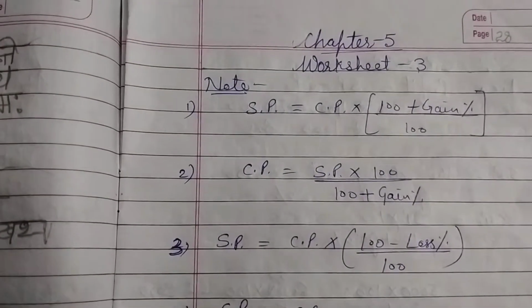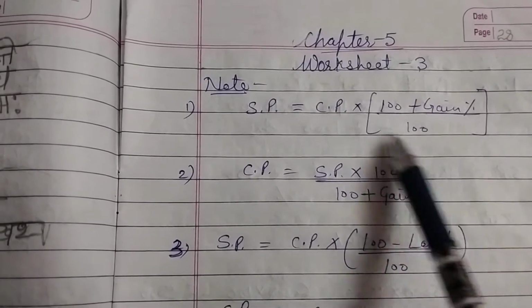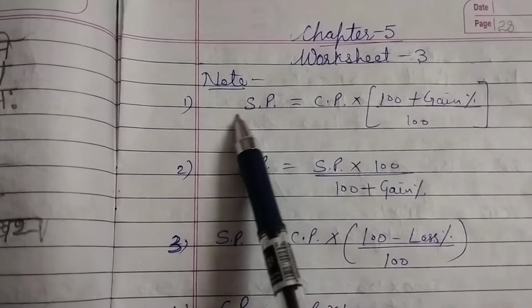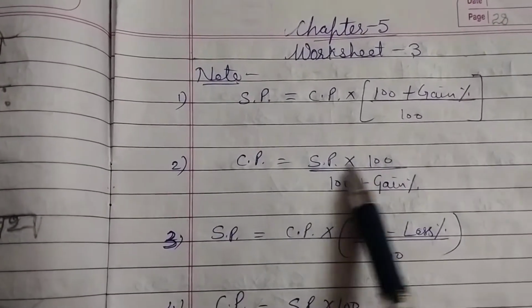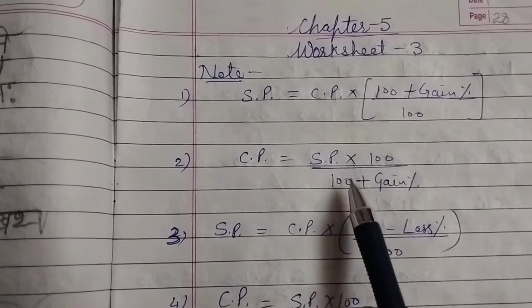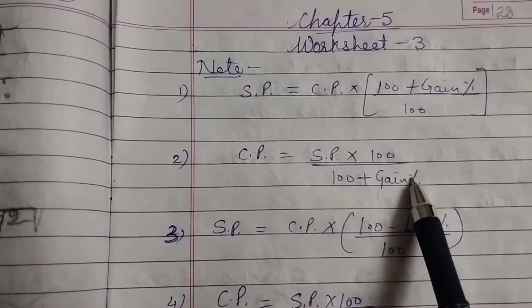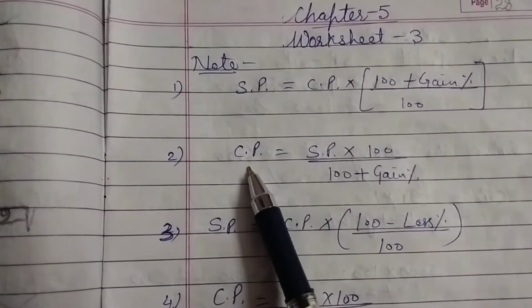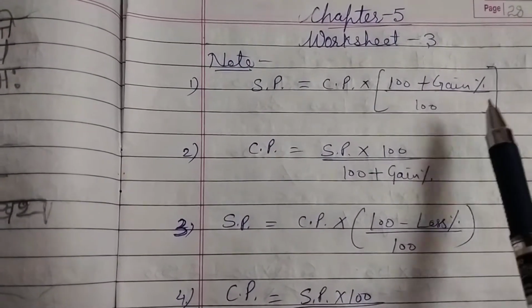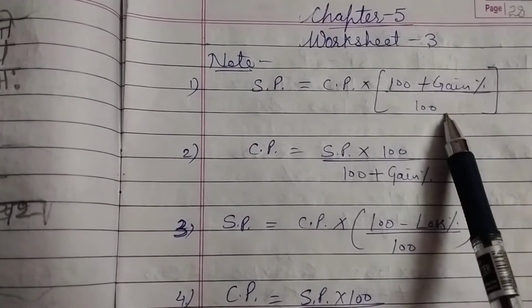By transposing. See, you transpose this 100 to this side, this will become SP into 100. Like this, from here to here, and this will be the denominator. Suppose selling price and gain percent are given to you. With the help of these values, you can find CP. It means you have to learn only this formula. You can make this formula with the help of this.